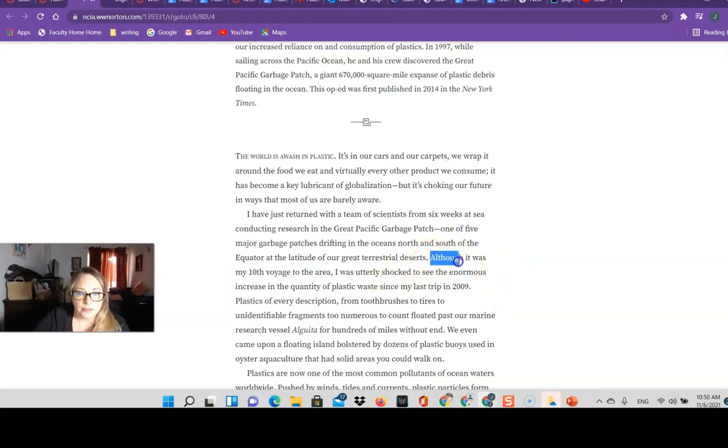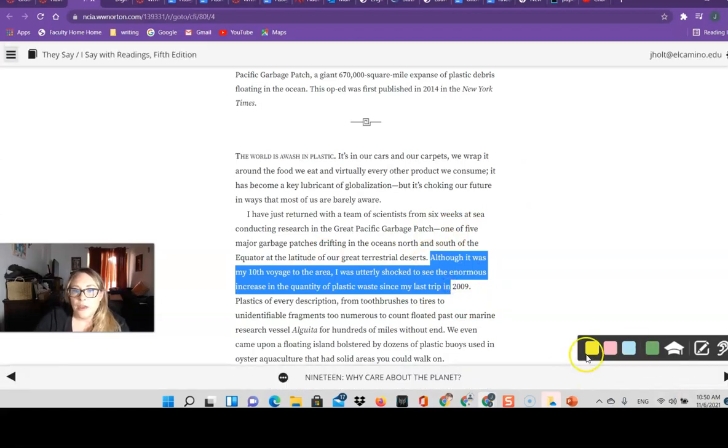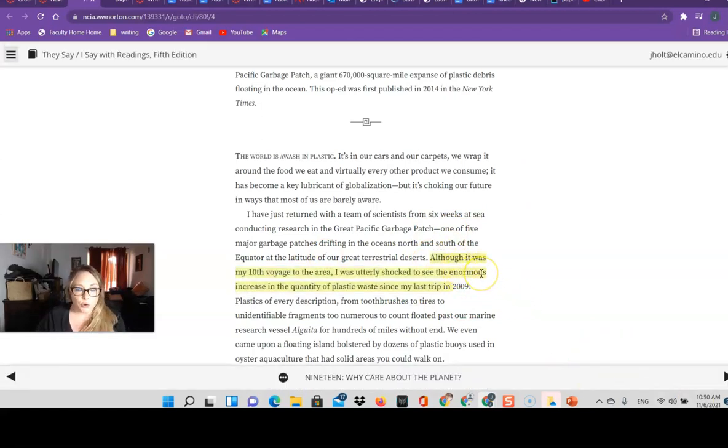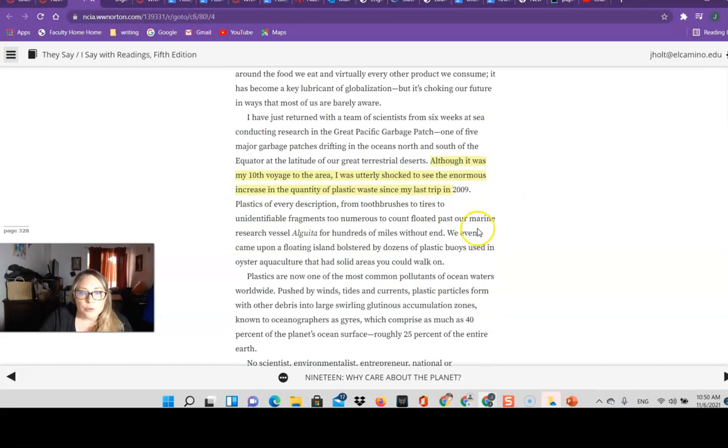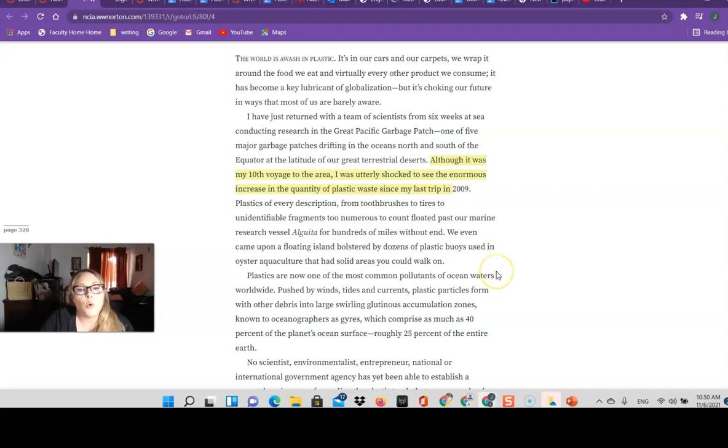So I'm going to go ahead and highlight this. If you're reading along, you might want to do that. So we know right here that it's talking about an increase, right? So that's something that we might need to put in our paper later on. Plastics of every description, from toothbrushes to tires to unidentifiable fragments, too numerous to count, floated past our marine research vessel, Algalita, for hundreds of miles without end. We even came upon a floating island bolstered by dozens of plastic buoys used in oyster aquaculture that has solid areas you could walk on, right? So, I mean, we're talking about an entire island of plastic.